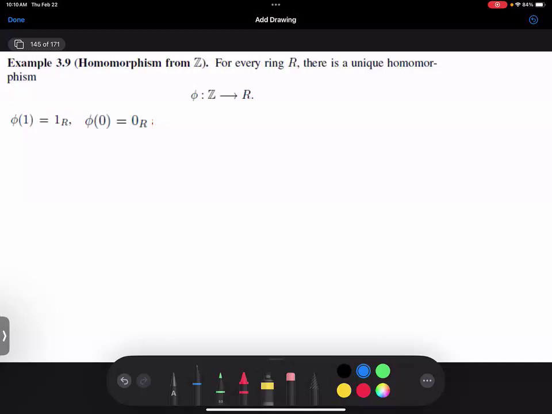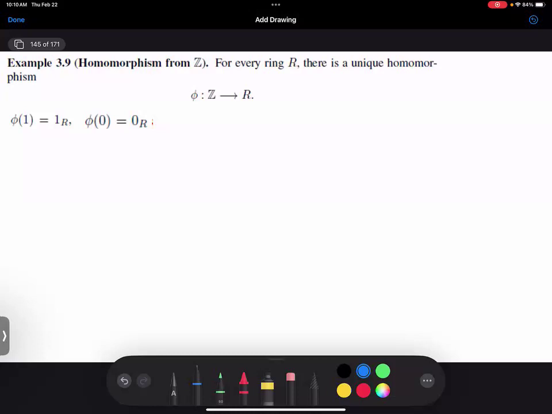So example 3.9, and you could have easily made this a lemma or a proposition instead of an example. It says, for every ring R, there's a unique homomorphism from Z to R. So what this is telling us is that if I want phi to be a ring homomorphism, there's one choice and one choice only, and that choice will work.